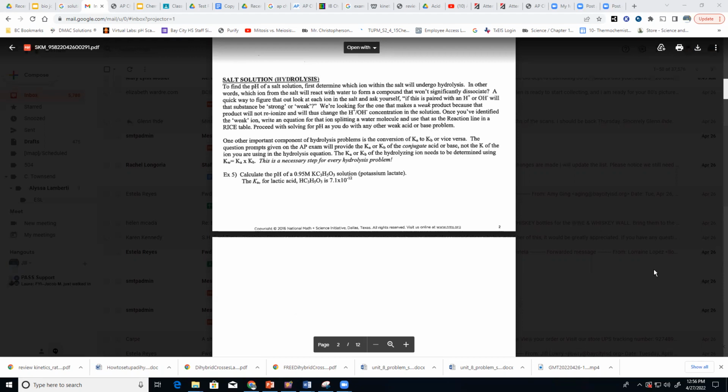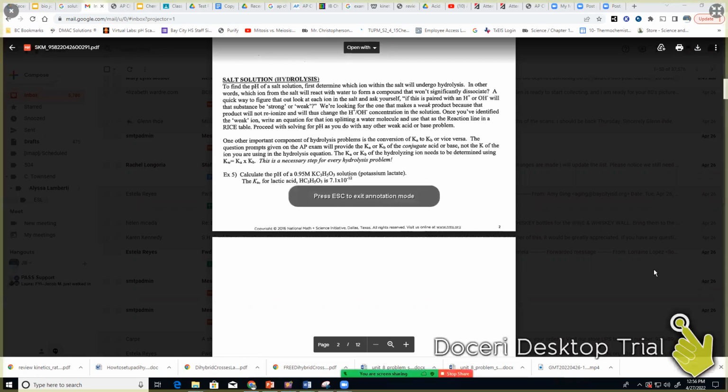A quick way to figure that out is to look at each ion in the salt and ask yourself, if this was paired with hydrogen or hydroxide, would I get a strong acid, strong base, or weak? We're interested in the weak for these reactions. We want the one that makes a weak product so that it will not reionize. It won't break again into the ions, which would change your hydrogen or hydroxide concentration. Once you've identified the weak one, you can write the equation for that ion splitting water, and that will become your reaction line.